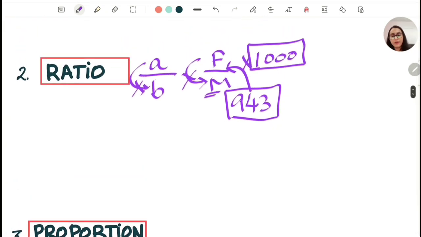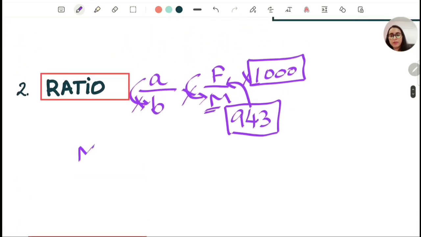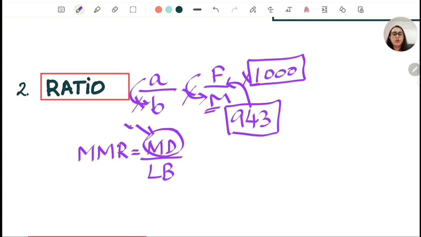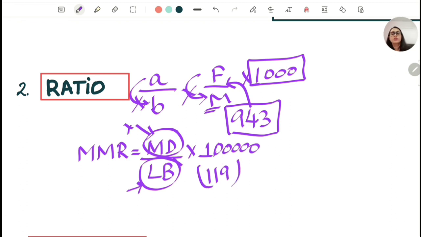One more example can be maternal mortality ratio. That is the maternal deaths divided by live births. Here maternal deaths are the mothers who die, live births are the children who survive, into 1 lakh. So the MMR for India is 119. So that is a ratio. When the numerator is not a part of the denominator, it is a ratio. When the numerator is a part of the denominator, it becomes a rate.